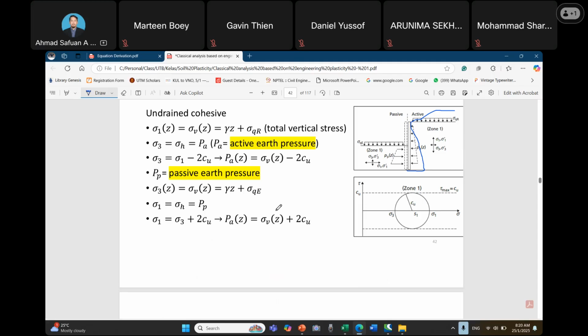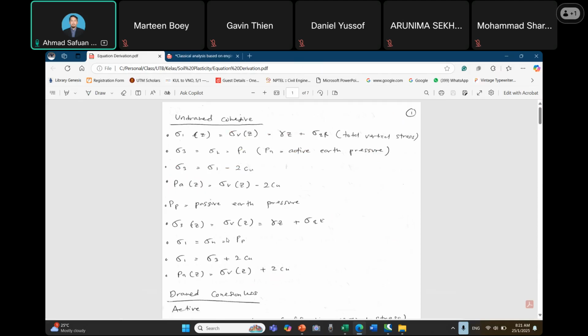While for the passive, there is a change in the definition of sigma 1, because sigma 1 will be represented by sigma h, and sigma 3 is represented by sigma v. So the equation is written as sigma v times z plus 2 Cu. So you can look at this derivation.